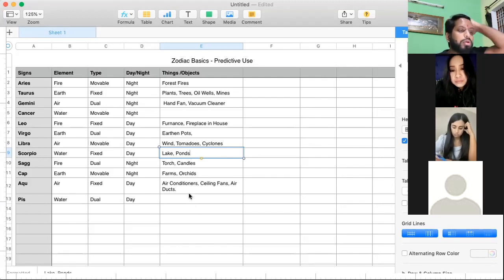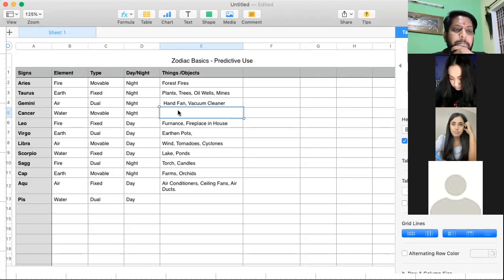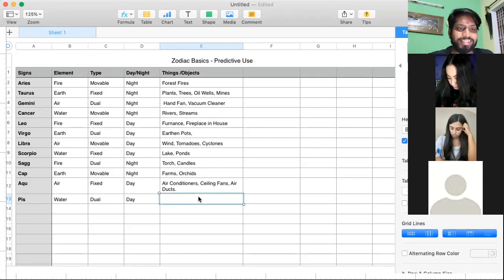So now we have two water bodies. One is the river and one is the ocean. Movable is the river. Your reasoning? Your logic behind it? Rivers run. Correct. Rivers always keep flowing. So rivers and streams are the water movable elements. Now we have just one thing, and it's very obvious where the oceans will go. It will go into Pisces.